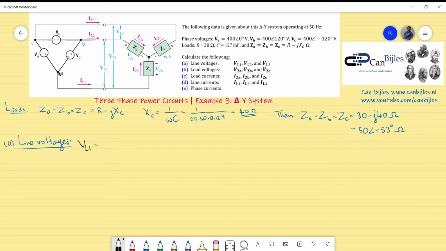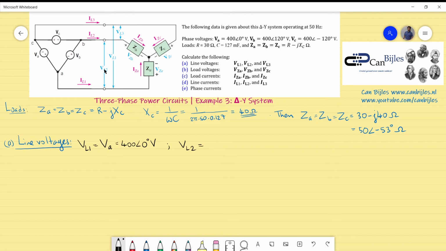So you're going in the clockwise direction, turning in this form. It means going from point A to point C, but this is exactly the voltage VA. So VA, which is given already, is just VL1. So line voltage 1 is in this case VA, which is 400 volts with a phase orientation of 0 degrees. Now let's do the other two. So VL2, which is again in the clockwise direction.